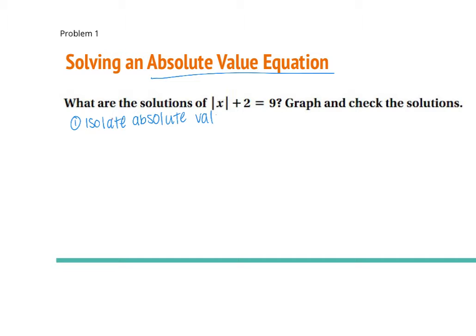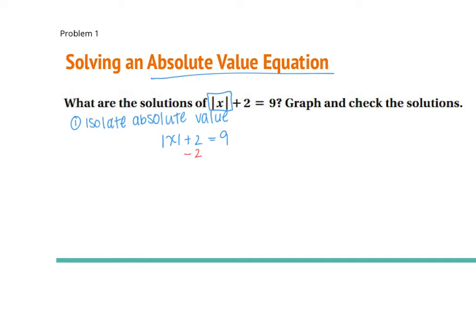Do you remember in the past when we used to isolate our variable x, right? Now in this case, we're going to treat this whole thing, the absolute value of x plus 2, as our variable, and we're going to isolate the whole thing. So in order to isolate this, we have to subtract 2 first. This is the absolute value of x plus 2 equals 9. We have to subtract 2.